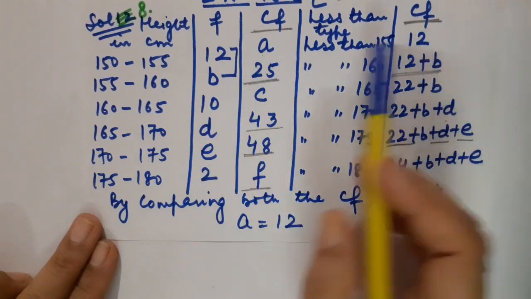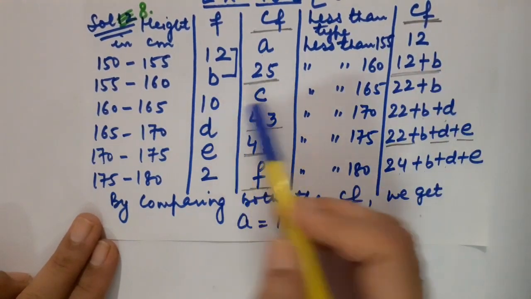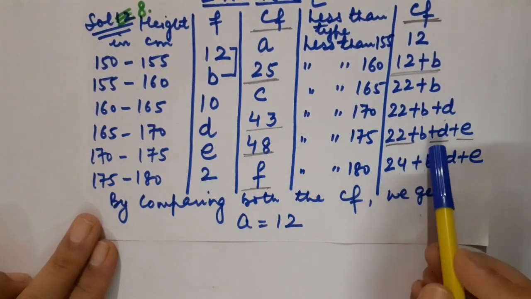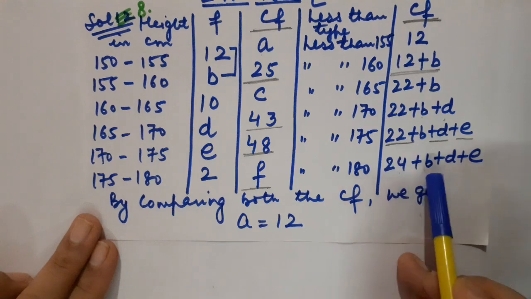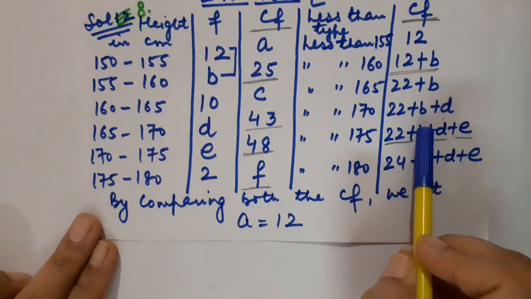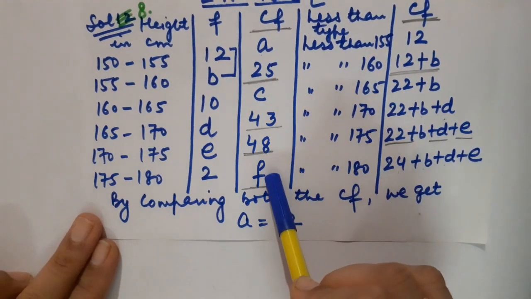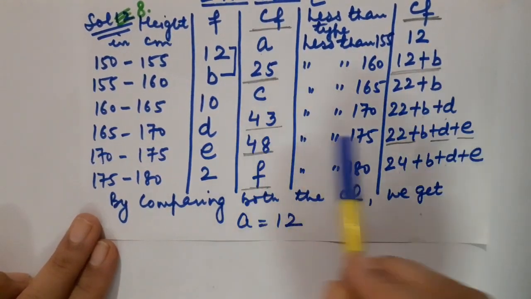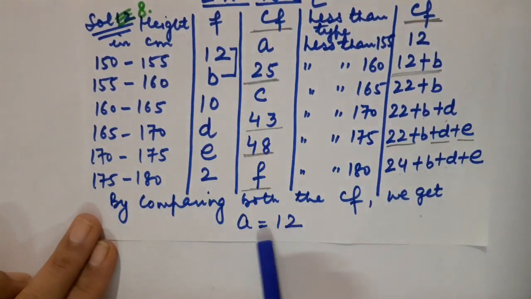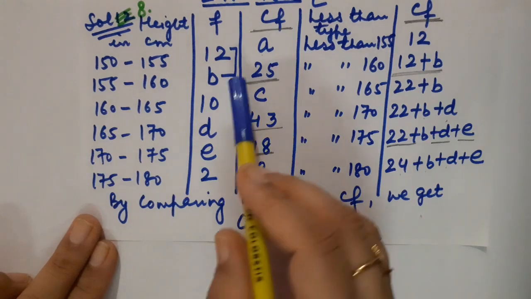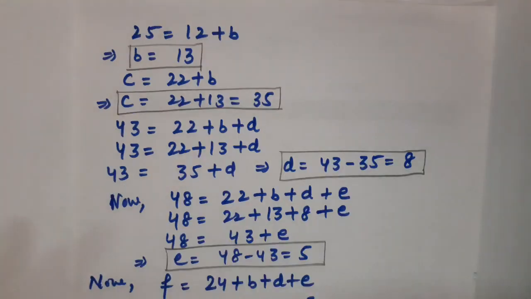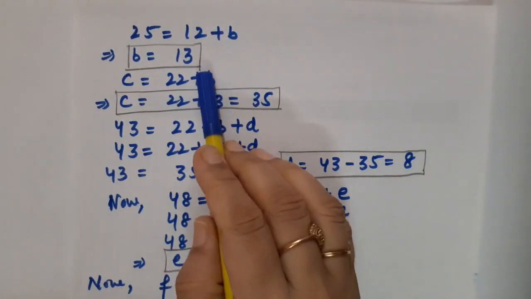So the first one will be 12, then 12 plus B, 22 plus B, 22 plus B plus D, then 22 plus B plus D plus E, and 24 plus B plus D plus E. So these are the cumulative frequencies when I made the less than type table. But in the question they were already given to me. So let us compare all these terms. When I compared A by 12, I got the value of A as 12. Now let us compare 25 by 12 plus B. So the value of B will be equal to 13.